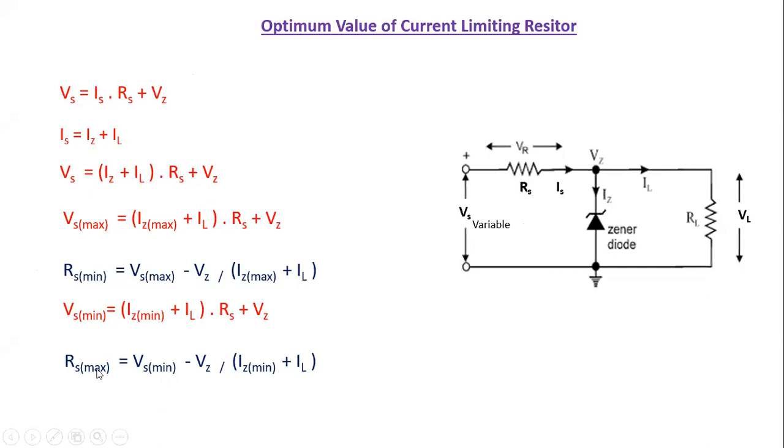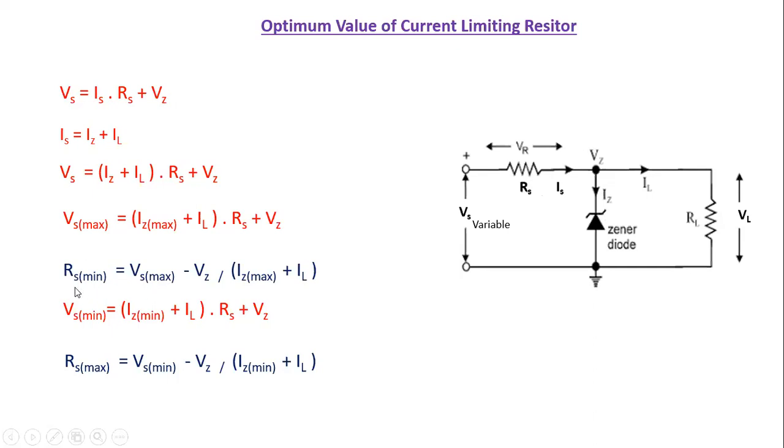And similarly, when the supply voltage is minimum, we have understood that Iz will be minimum. And if Iz has to be minimum, it means that Is is minimum. When Is is minimum, it is understood that Rs should be maximum. When a small current flows through, it means that the resistance is maximum. So corresponding to this equation, the Rs which we obtain is the maximum Rs. So this is the minimum value of the Rs.